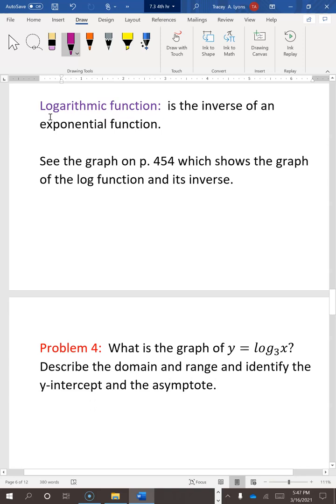The logarithmic function is the inverse of an exponential function. See the graph on page 454, which shows the graph of the log function and its inverse. So take a look at that.